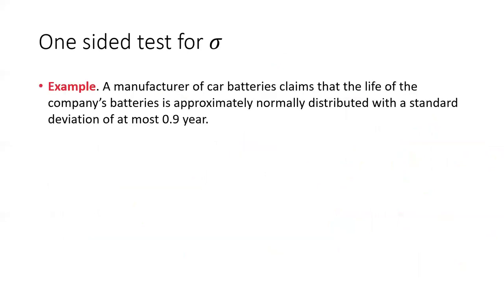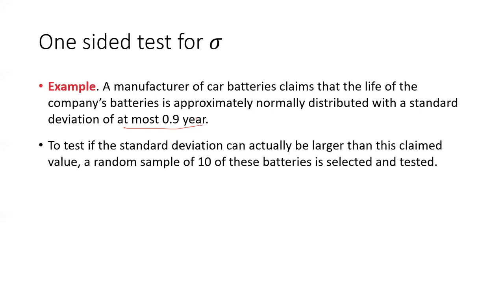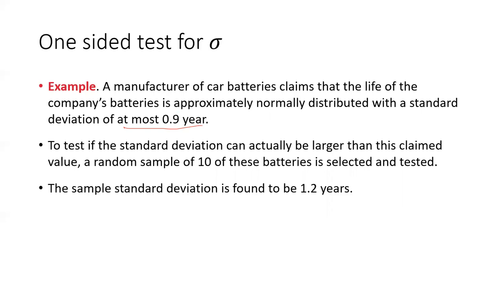So let's make an example and finish our one-sided test for sigma. A manufacturer of car batteries claims that the life of the company's batteries is approximately normally distributed with a standard deviation of at most 0.9 years. To test if the standard deviation can actually be larger than this claimed value, a random sample of 10 of these batteries is selected and tested. The sample standard deviation is found to be 1.2 years.